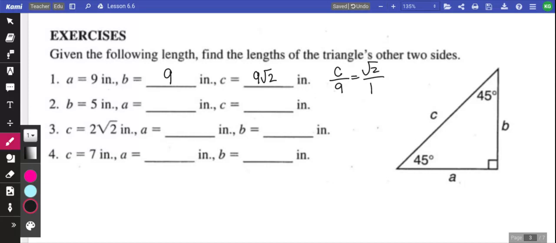For number 2, if B equals 5, we know that A equals 5. And so C over 5 equals the square root of 2 over 1. Cross multiply gives us C equals 5 square root of 2.